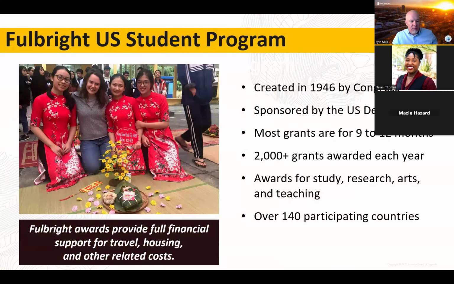If you're just getting familiar with Fulbright, the basic facts to know are that it's been around for 70 years. It's one of the oldest and best known international exchange programs in existence. It is a program of the U.S. Department of State. And generally speaking, you're applying for grants that would span an academic year.